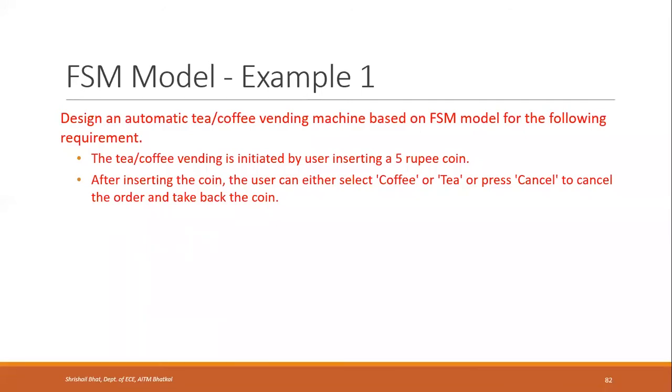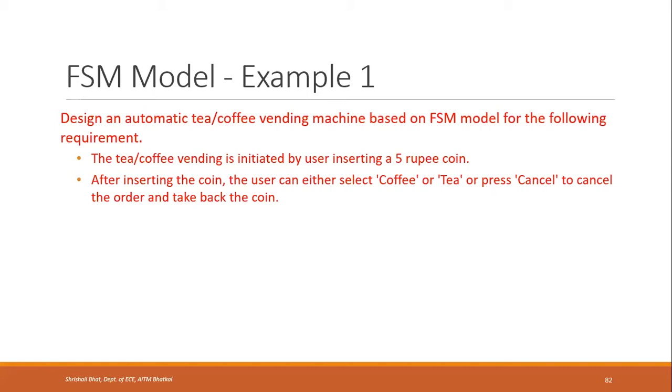So in the previous class, we started with the finite state machine model, that is the FSM model, and we took one example of an automatic seat belt warning system. Apart from that, I had also given you a task to design an automatic tea coffee vending machine based on this FSM model, and the requirements were also given.